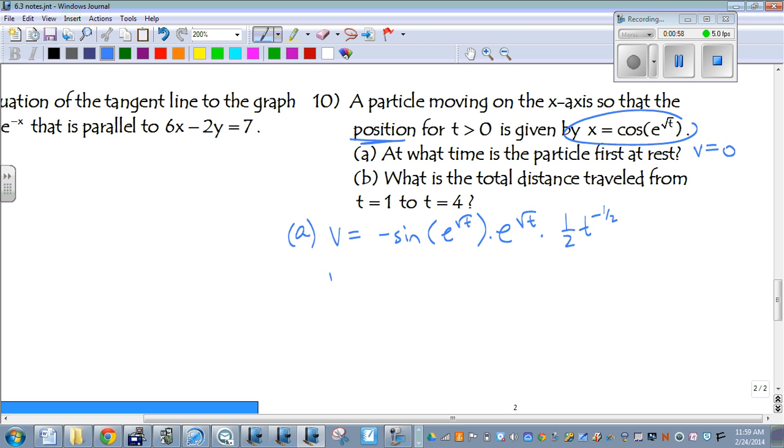Now we can clean this up a little bit. We end up with a negative out in front. We have the sine and the e to the square root of t, all of that is up on top. I'm going to put the e to the square root of t first, times sine of e to the square root of t. Then we've got this 1/2, so the 2 ends up on the bottom. T to the negative 1/2 just means we're going to have a square root of t on the bottom. So this is our velocity equation.